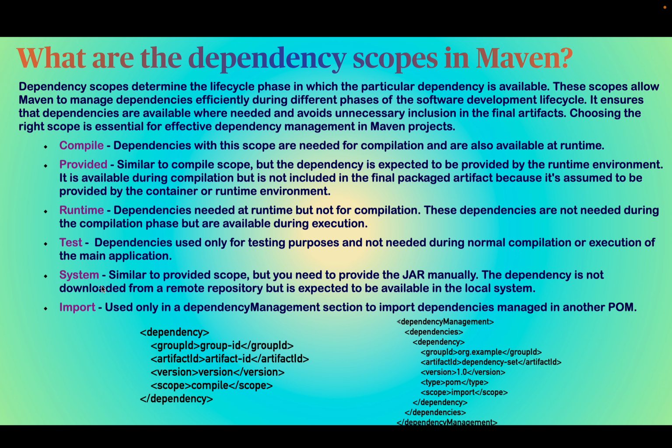Next is system. System is very similar to provided, but in provided we assume that the container or the runtime environment will provide that dependency. But for the system, it should be available in my local system. It is not expected to be downloaded from the remote repository, but instead it should be present in my local system. For those types of dependencies, we will provide system. Here we provide the jar manually.